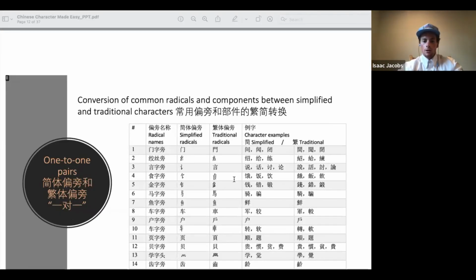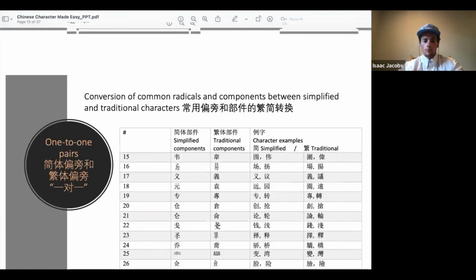First, let's see the conversion of common radicals and components between simplified and traditional characters. The radicals of these simplified characters are different in traditional characters, and the radicals of these simplified characters have only one form in the traditional characters. See the summary and examples in the table. In this table, the components of the simplified characters are different in traditional characters, and the components of these simplified characters have only one form in traditional characters.